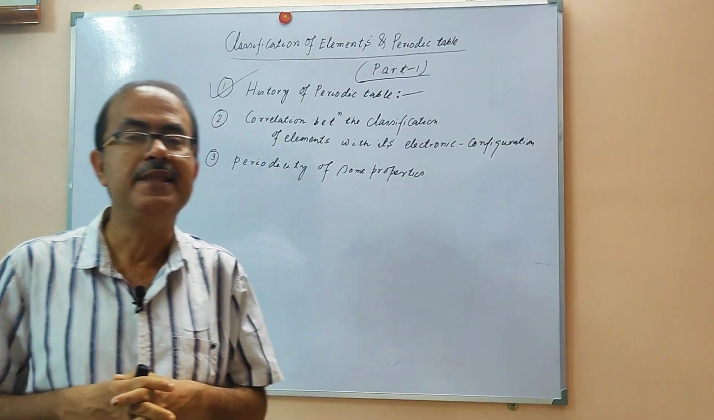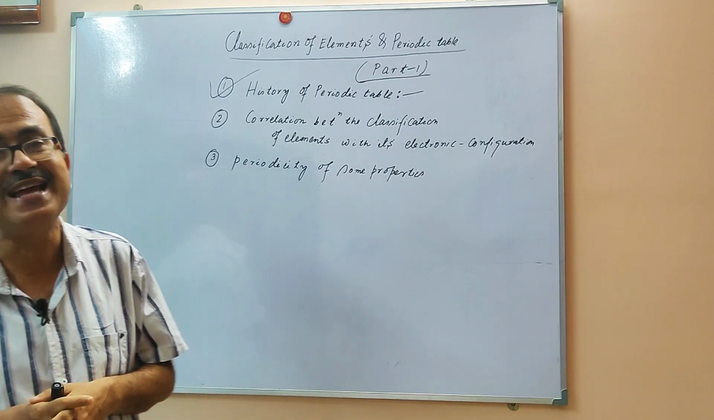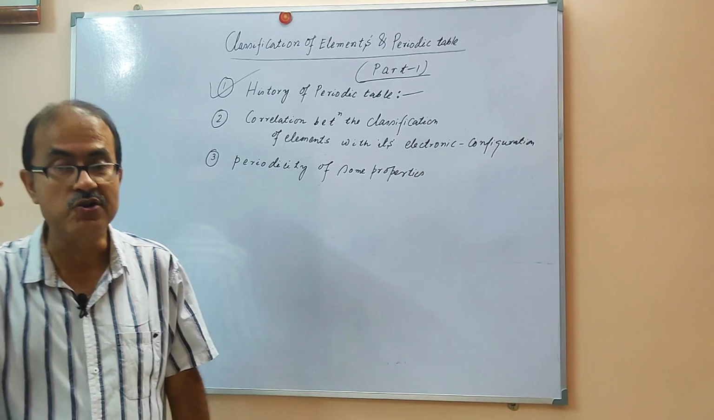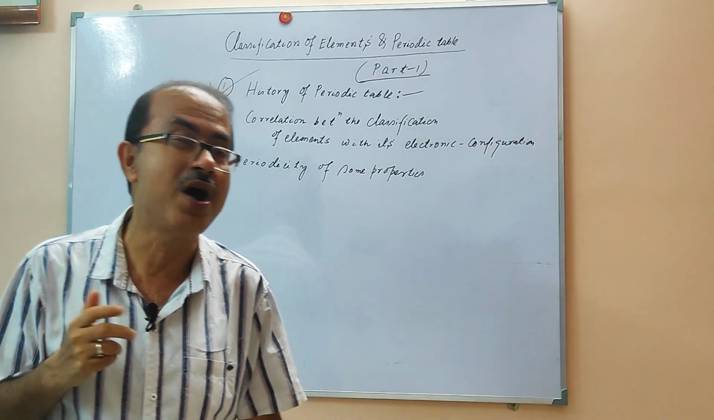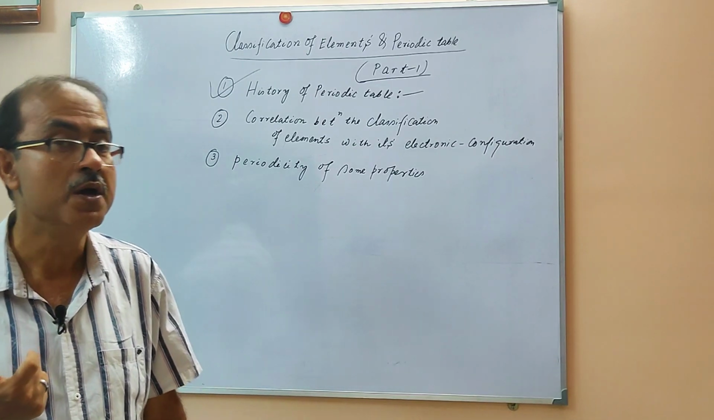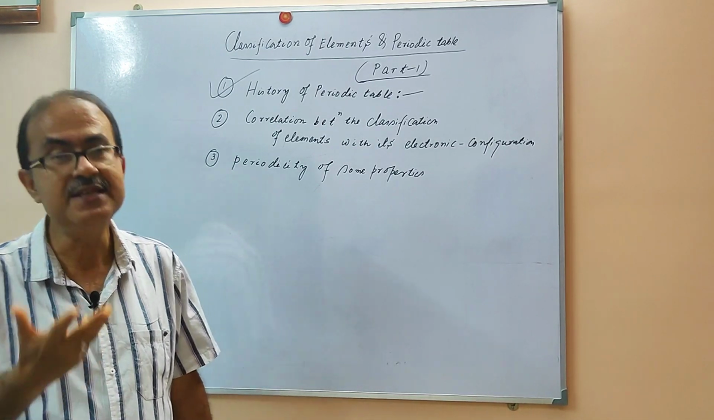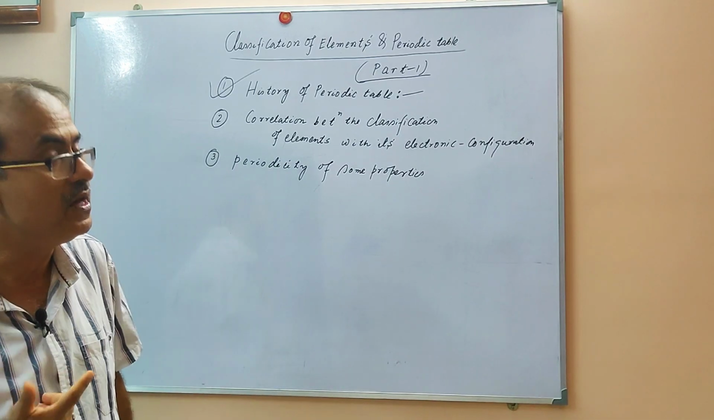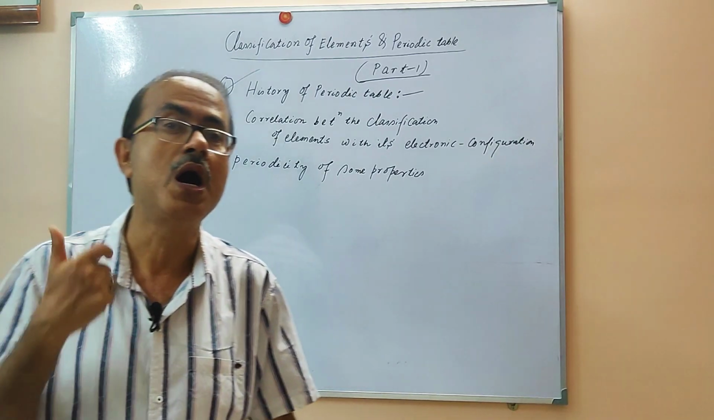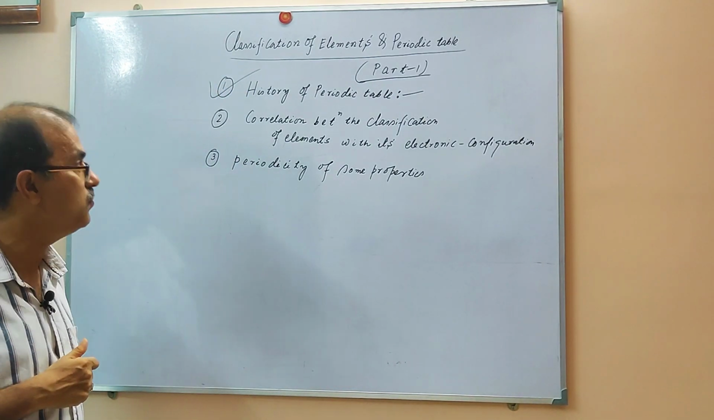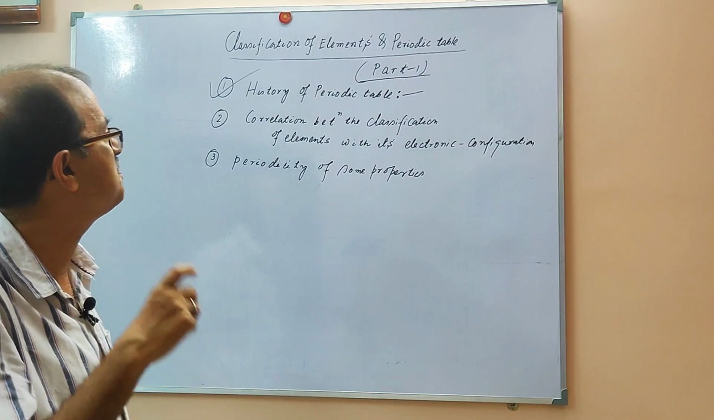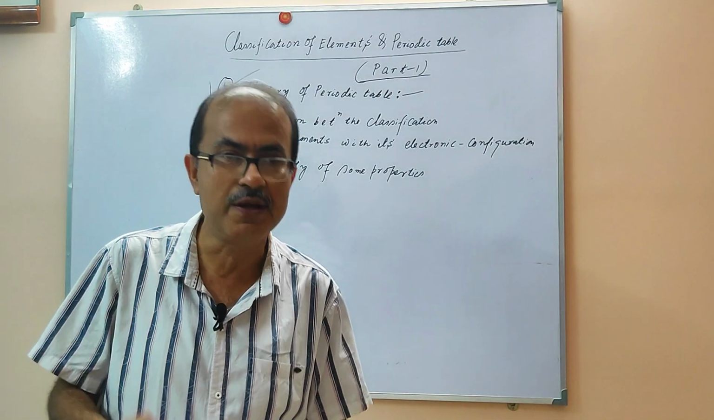The periodic table that you can see today, as it stands today, has not been built within a span of 1 year or 2 years. It took around 100 years to develop this periodic table. So there is a history behind it, and first, why the periodic classification of elements is required, that we need to understand. We will concentrate in this video, part 1, on the history of the periodic table.